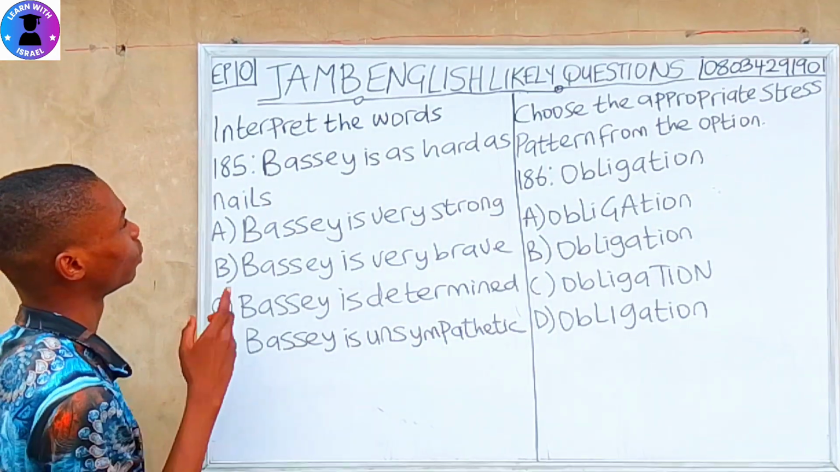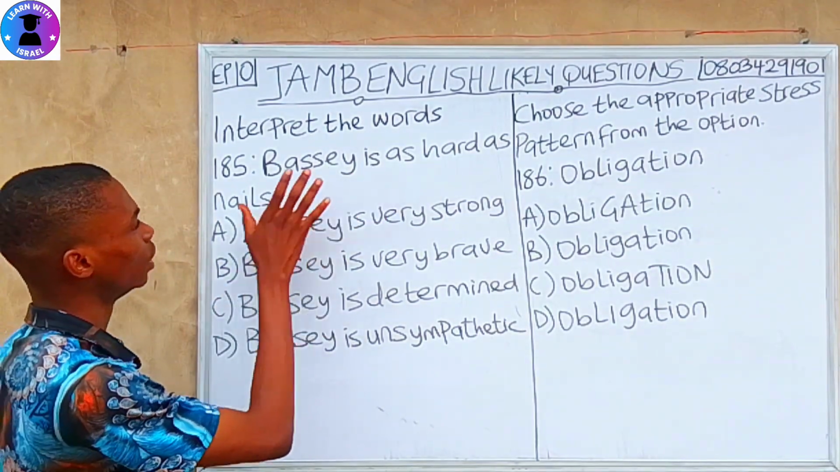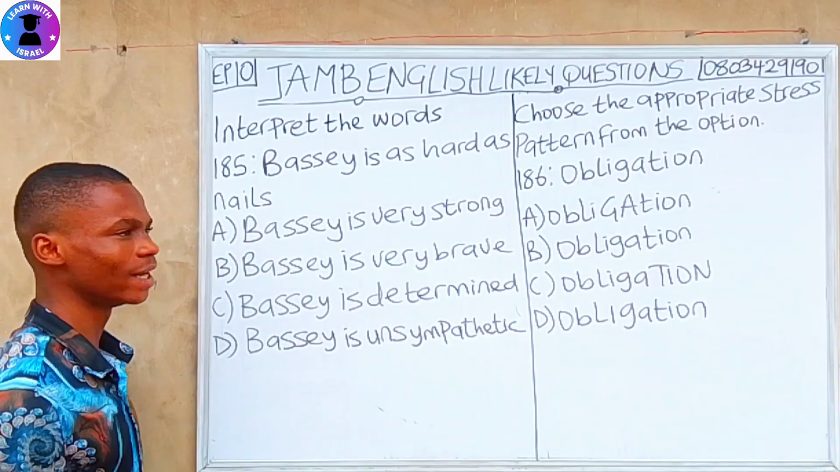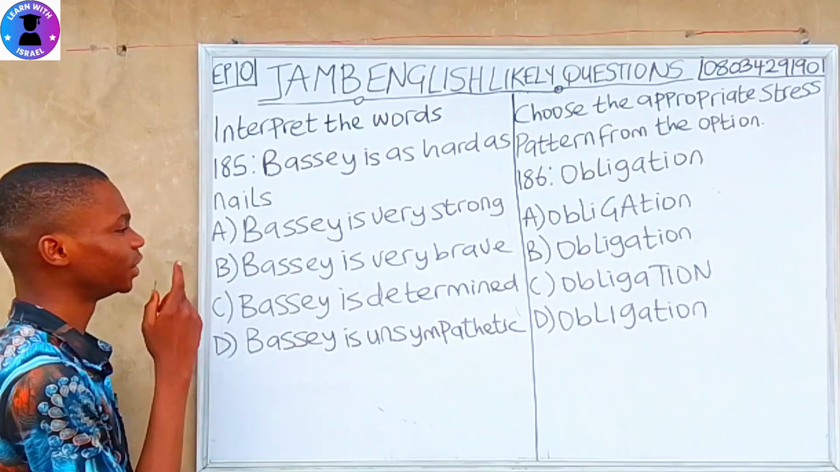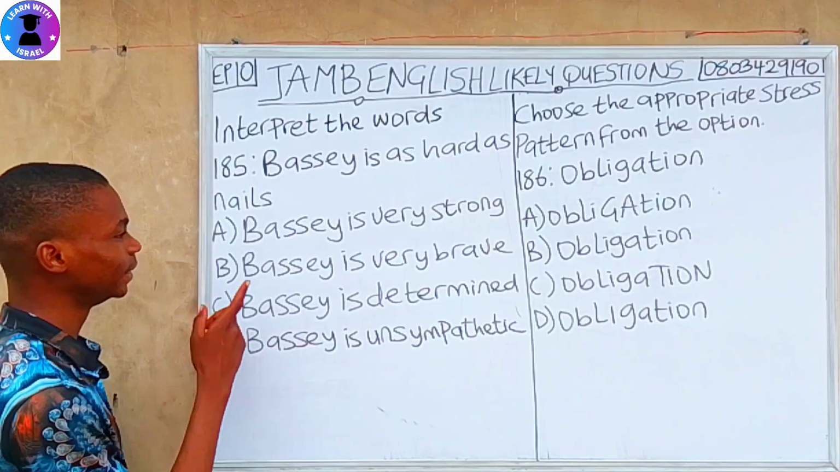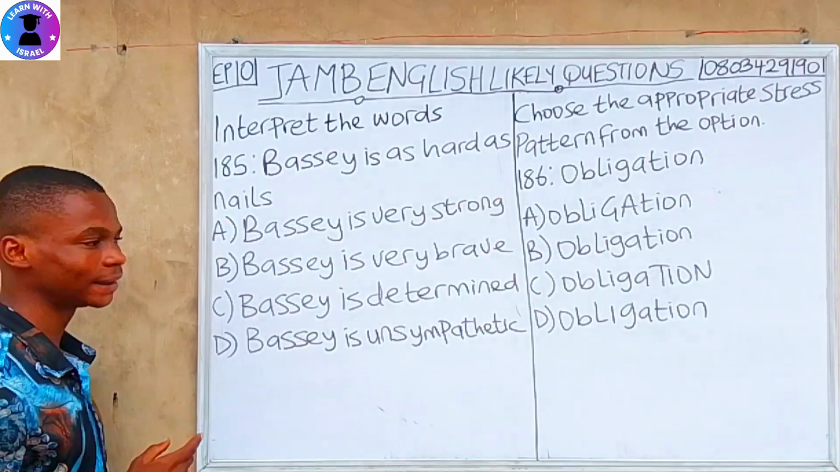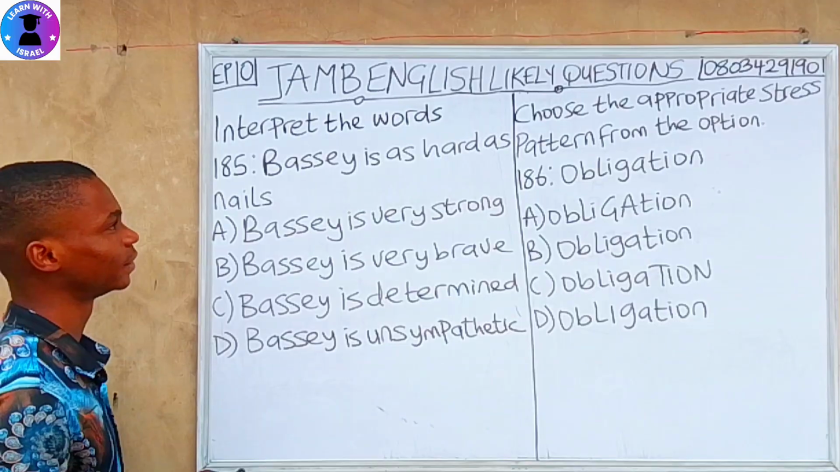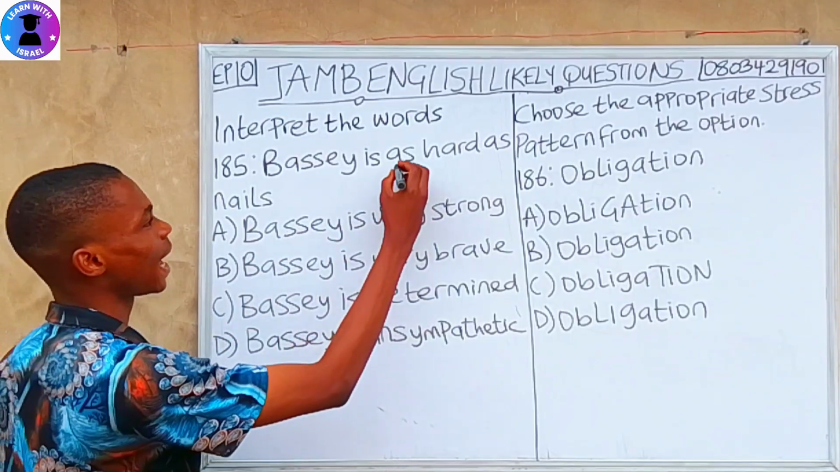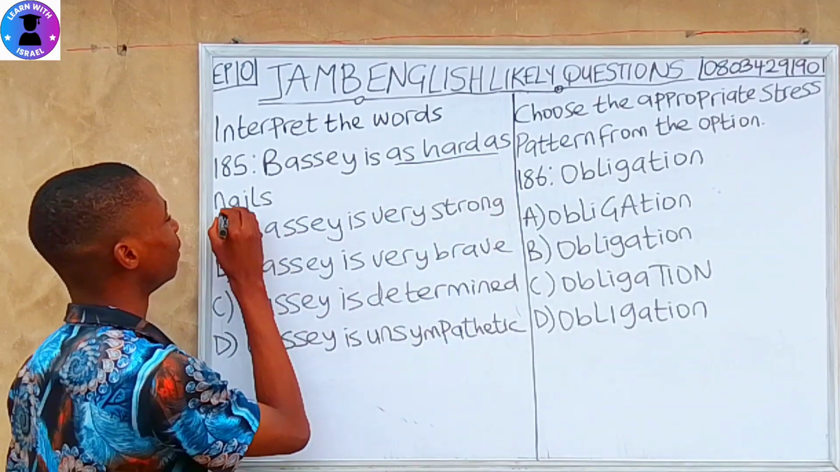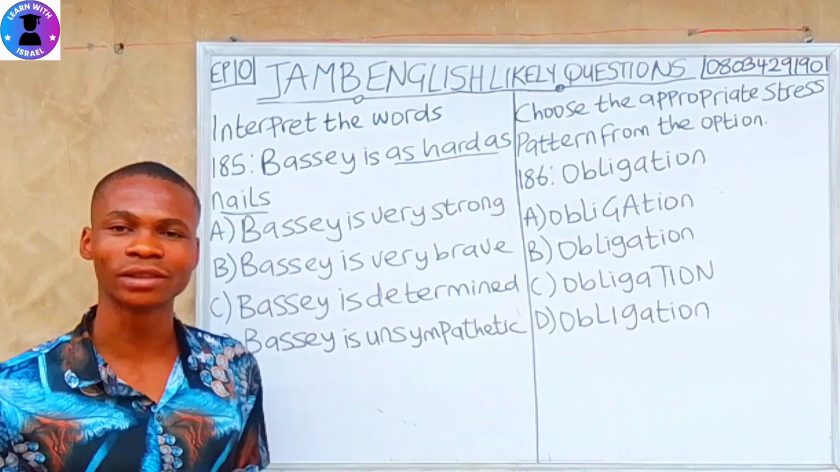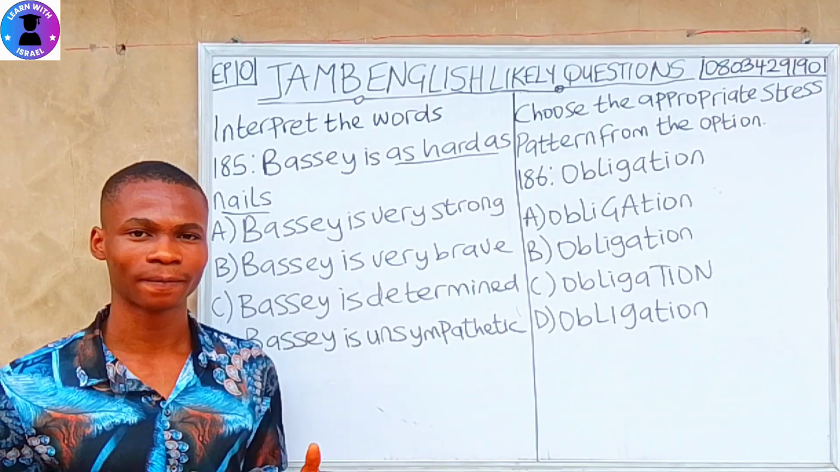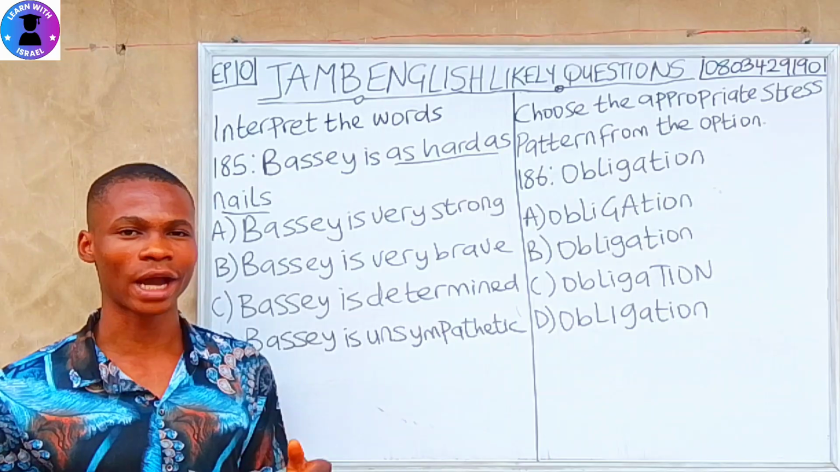Interpret the word. So we have to interpret this word. Question 185. Bassy is as hard as nails. A, Bassy is very strong. B, Bassy is very brave. C, Bassy is determined. D, Bassy is unsympathetic. So Bassy is as hard as nails. Let's interpret it. Bassy is as hard as nails means showing no sympathy or kindness.